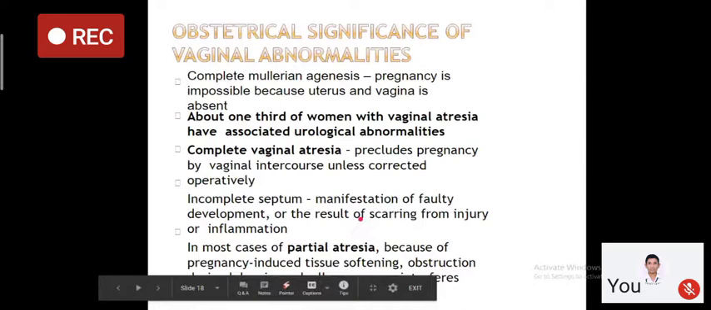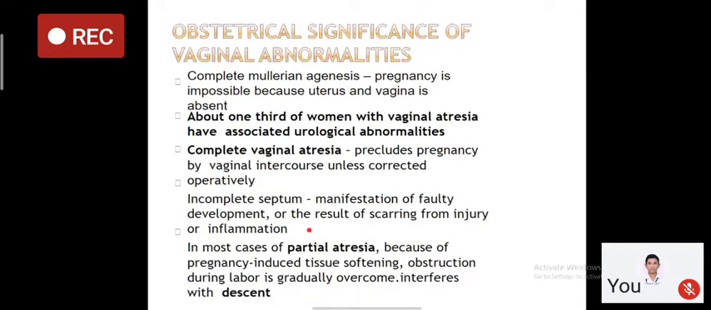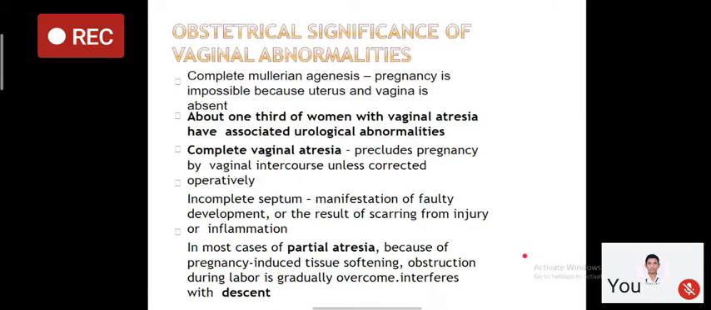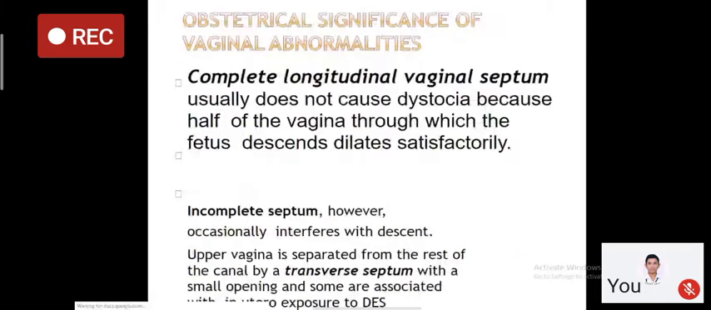Incomplete septum, manifestation of faulty development or the result of scarring from injury or inflammation. It could be iatrogenic or could be due to some injury, a road traffic accident like that, that could lead to partial septum formation. In most cases of partial atresia, because of pregnancy induced tissue softening, obstruction during labor is gradually overcome, though it could interfere with descent.